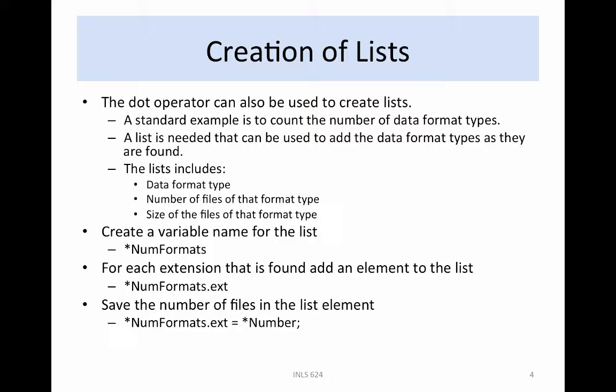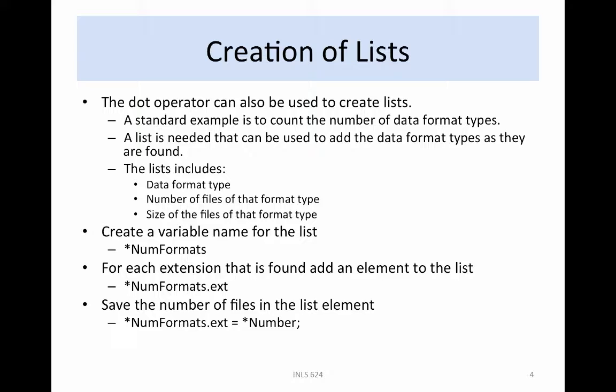The dot operator can be used to create lists. We will create a rule that generates a list of all of the extensions used in a collection and counts the number of files that have each type of extension. We need a way to dynamically add extension names as elements to the list and simultaneously store the number of files for each extension name and the total size of the files with a given extension.